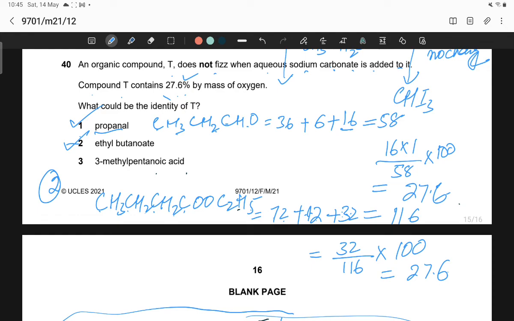So 3-methylpropanoic acid, when reacted with sodium carbonate, produces carbon dioxide plus water along with the salt. The salt is formed, and this carbon dioxide can fizz, so it is incorrect. So options 1 and 2 are correct, so the option is B.